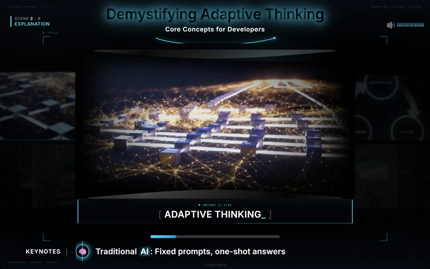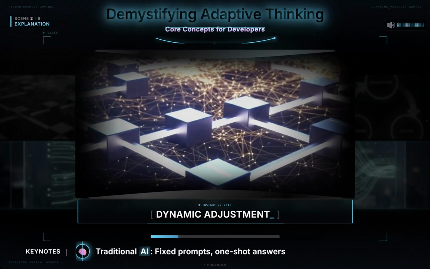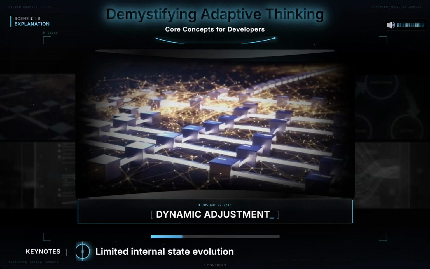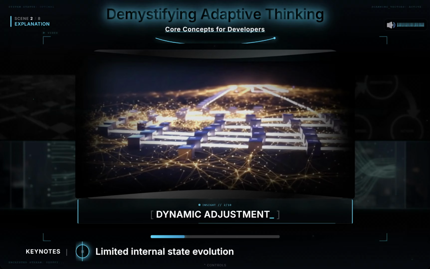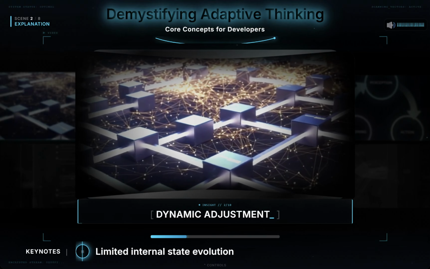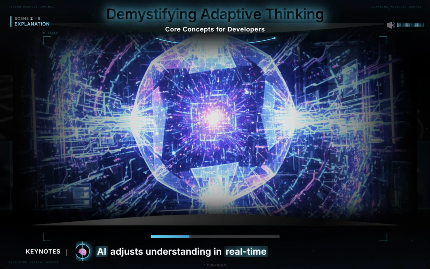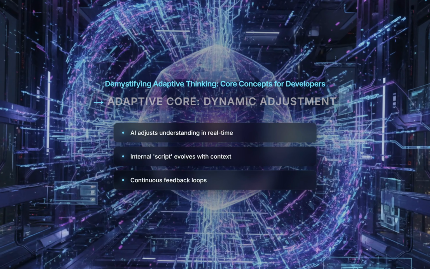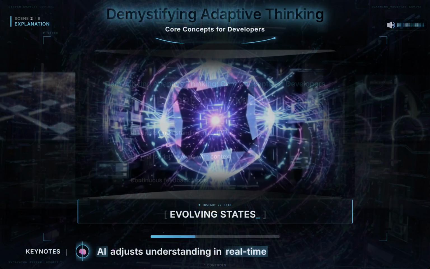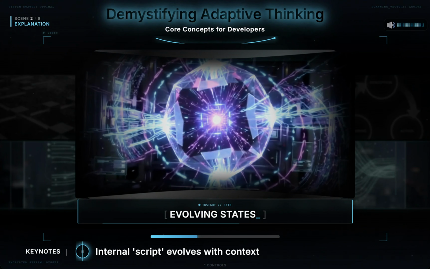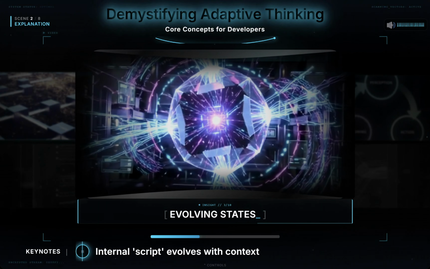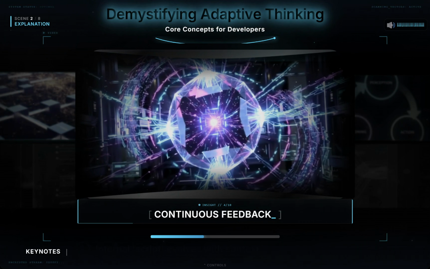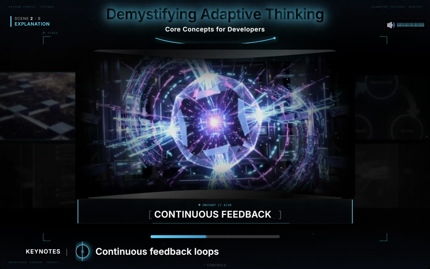Adaptive thinking, however, is fundamentally different. Imagine an AI that doesn't just process your input, but actively adjusts its internal understanding and behavior based on new information, ongoing interactions, and even subtle shifts in context. It's not just following a predefined script, it's evolving its own script in real time. This is like our central analogy, a dynamic debugger that intelligently adjusts its analysis based on the code's runtime behavior and evolving states, rather than just following a predefined script, revealing deeper insights. It's about continuous feedback loops, where the AI's internal state is constantly being updated.